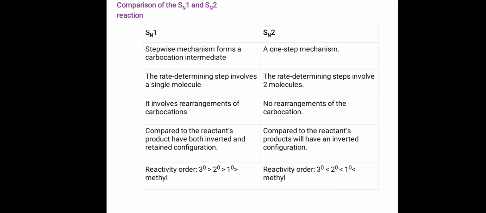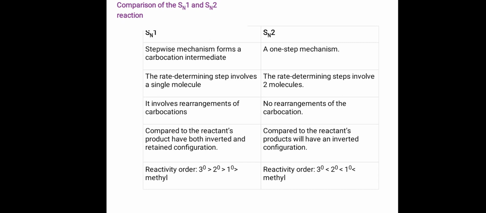The SN1 rate-determining step involves a single molecule, only the substrate. The rate of the reaction depends only on the substrate, not on the nucleophile. But in the SN2 reaction, the rate-determining step involves both the nucleophile and the substrate. The SN1 reaction involves rearrangement of the carbocation, since it generally involves a carbocation intermediate. There is no rearrangement of a carbocation in the SN2 reaction.